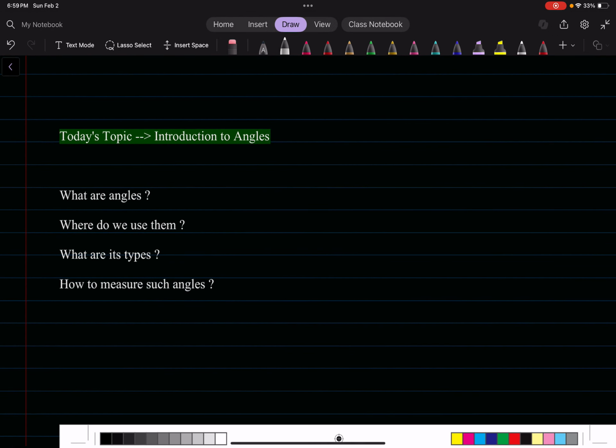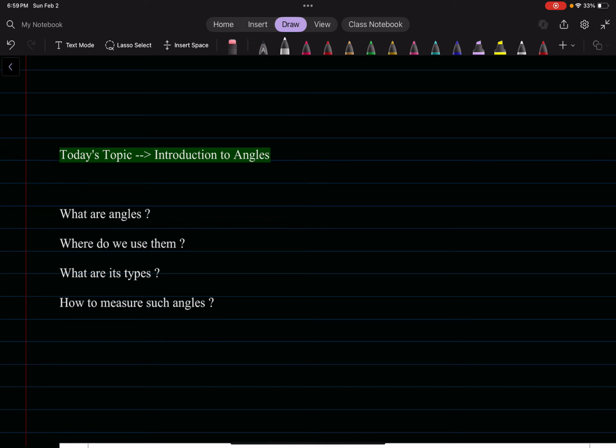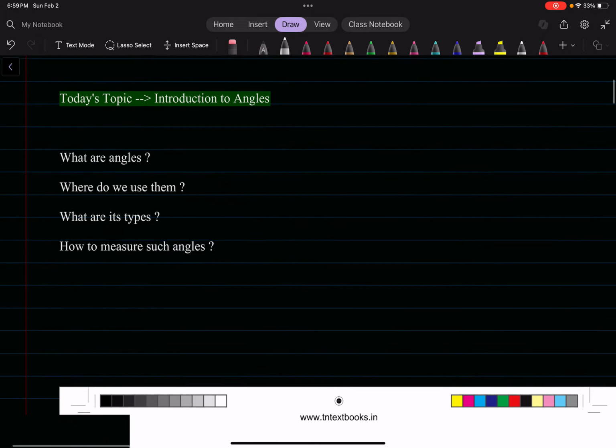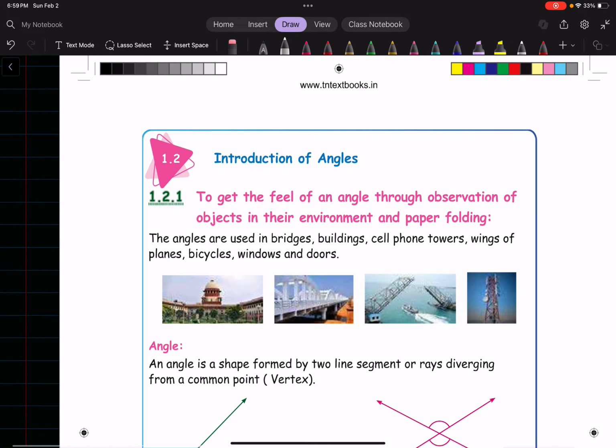So basically, what are angles? That's the question here. We are just getting started to know about angles. We have multiple questions in our mind, like what are angles, where do we use them, what are its types and how to measure them. We'll address all these questions one by one. So what are angles? That's what we are going to look at first.